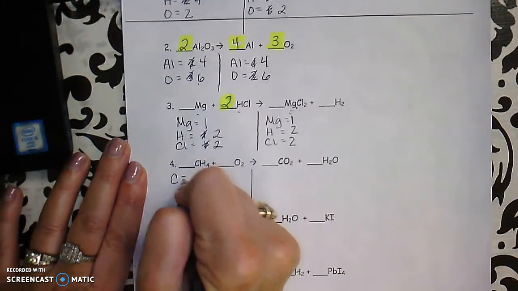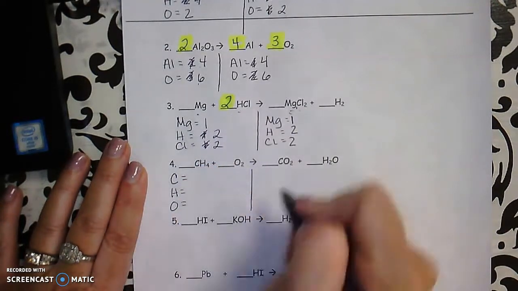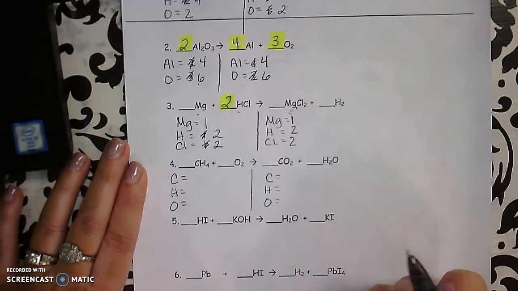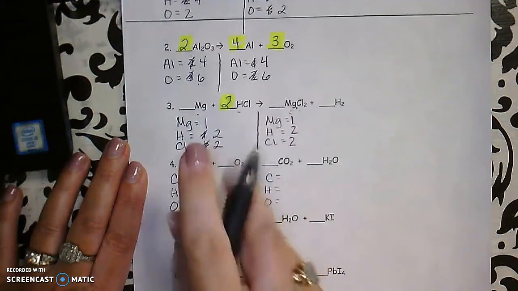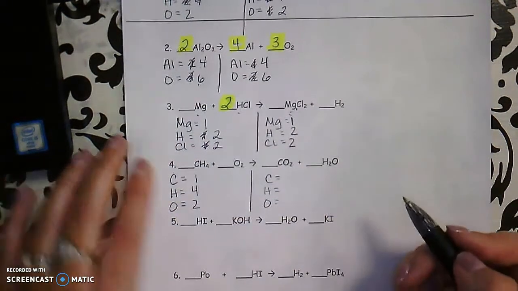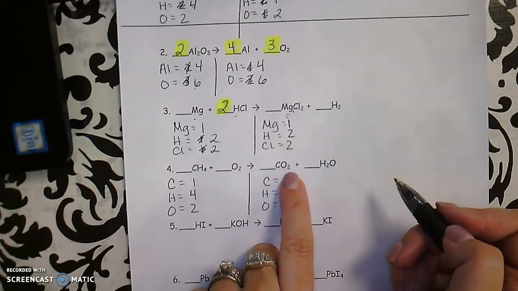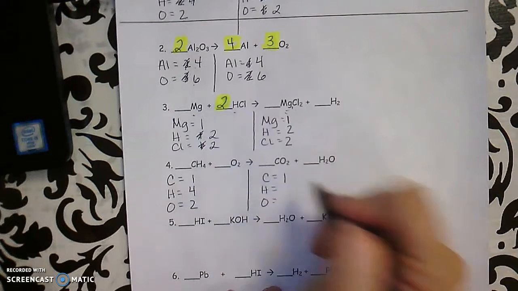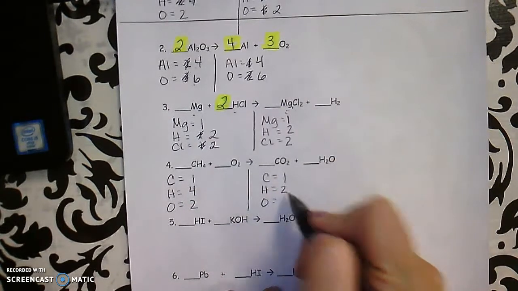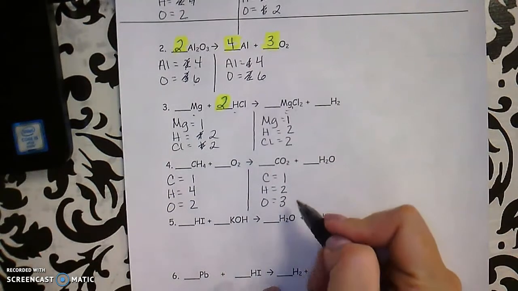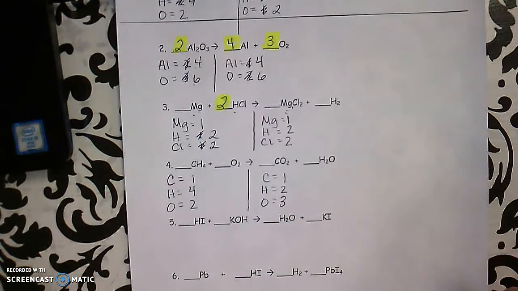It has carbon, it has hydrogen, and it has oxygen. Carbon, hydrogen, and oxygen. We count them up on either side. There is 1 carbon here, 4 hydrogens, and 2 oxygens. Now this side, be careful because there is oxygen here and there is oxygen there. That's kind of tricky. There's 1 carbon, 2 hydrogens, and 2 plus 1, 3 oxygens. Okay? So we've got to work to get this balanced.